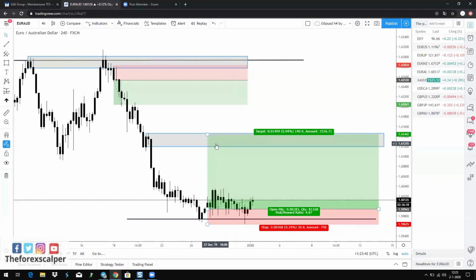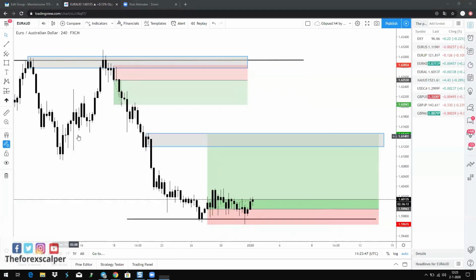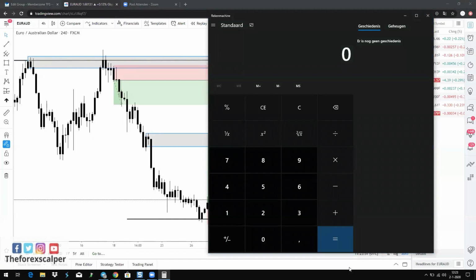What about the risk in your account? Let's do it. Calculator. Okay, so if you're using for example a €1,000 or dollar account, so this is your account, €1,000 or dollar, and you want to risk 2% of that account. That means that you can risk max $20, €20 of your account. Okay, if you're using a 2% risk, that is how you calculate it.